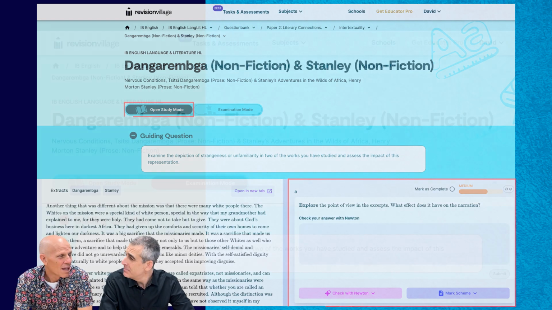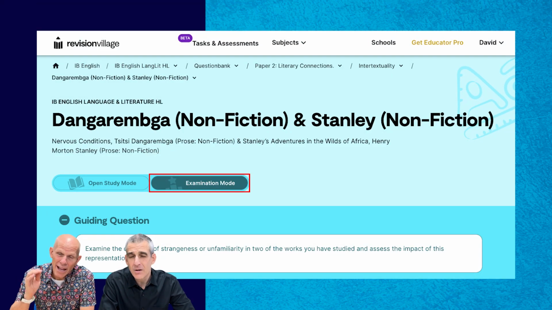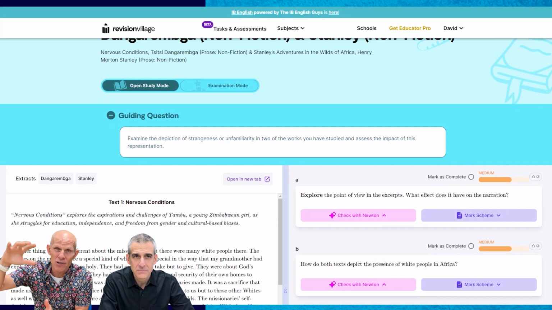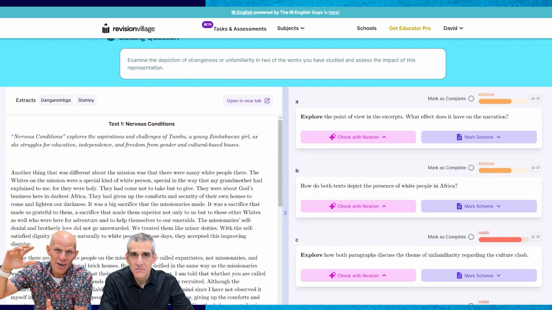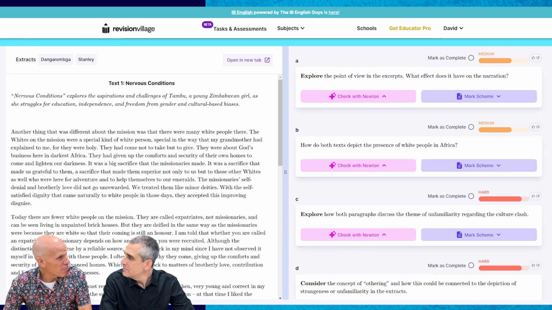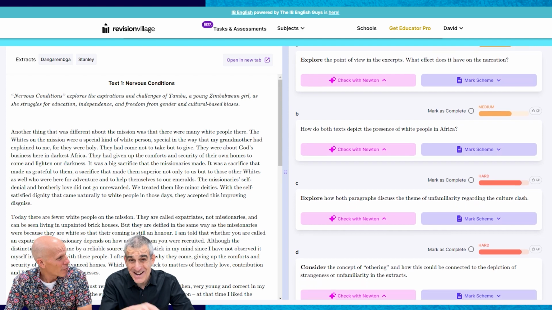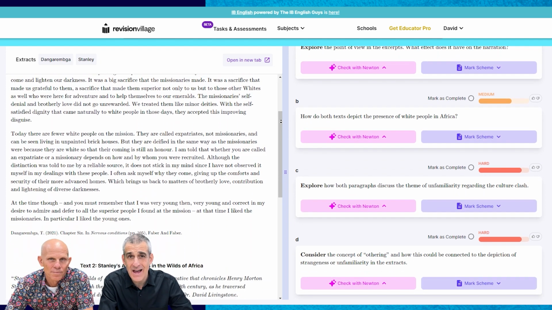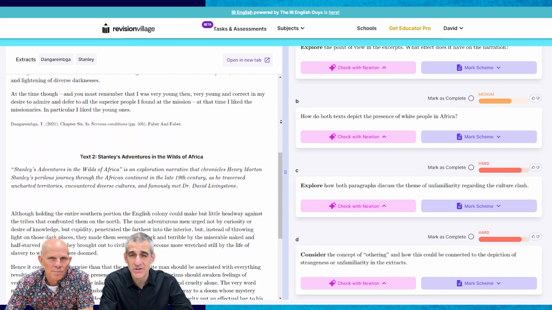That's open study mode. Examination mode asks you to answer all 9 questions in one go, like you're taking the exam and deconstructing that entire text. Then you submit that. 15 minutes later, you receive feedback. And you get a 1 to 7 score. This is great for helping you judge where you are in the course and how much more you need to do and where you need to focus your studies.